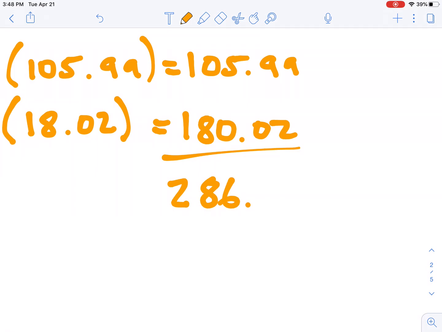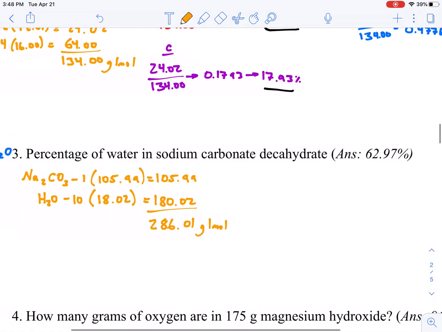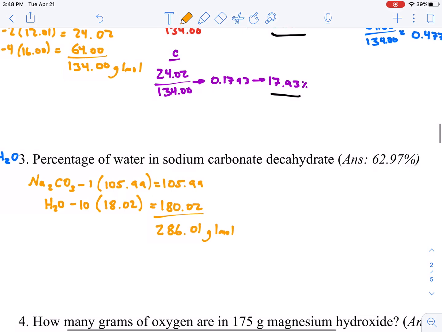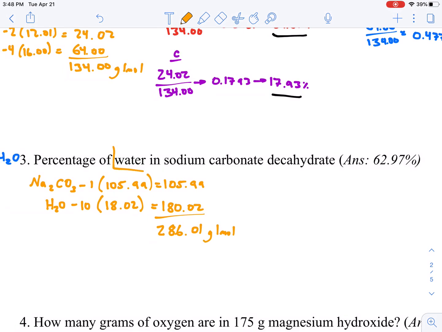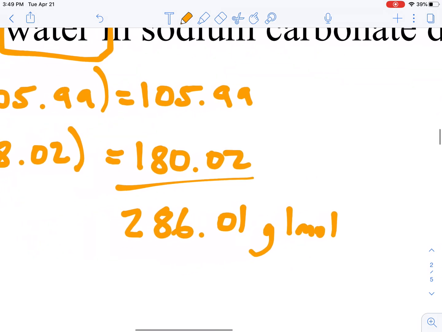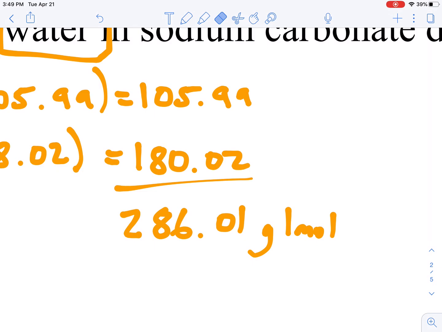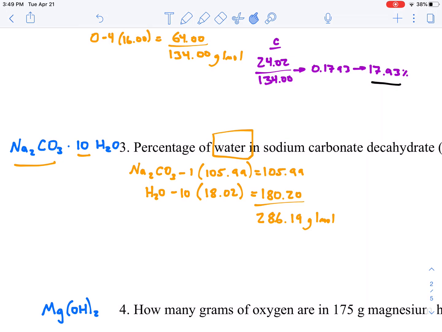286.01 grams per mole. And it turns out that we are interested in the percentage of water coming from this compound, right? What is the percentage of water coming out of that compound? Excuse me, it's not 180.02, it's 180.20. So that means that our math here should be 286.19, pardon me. So the total mass is 286.19.